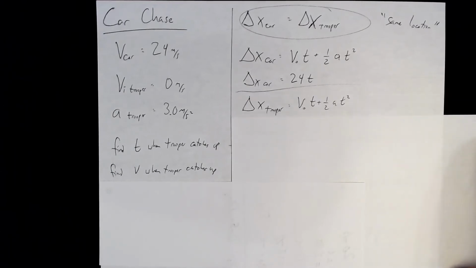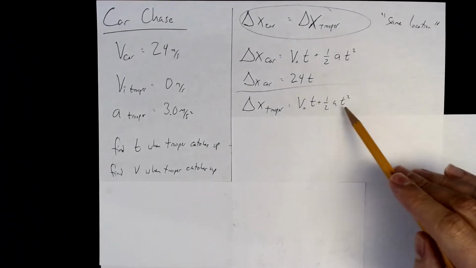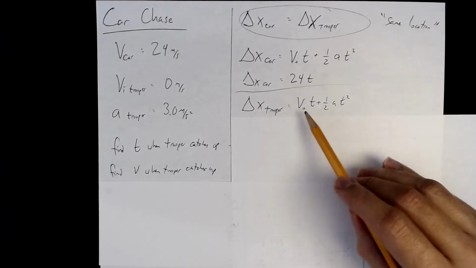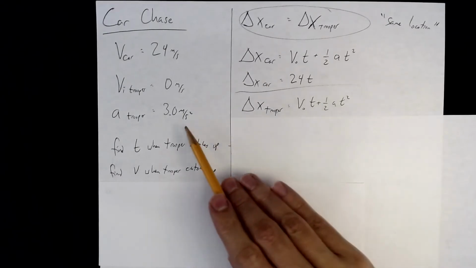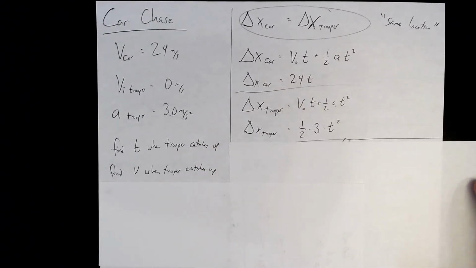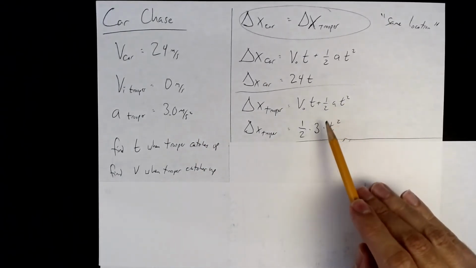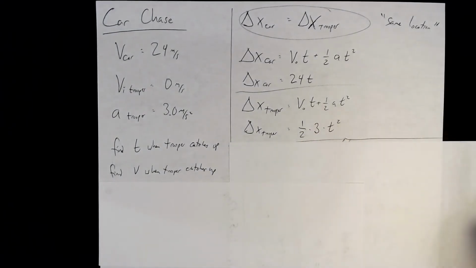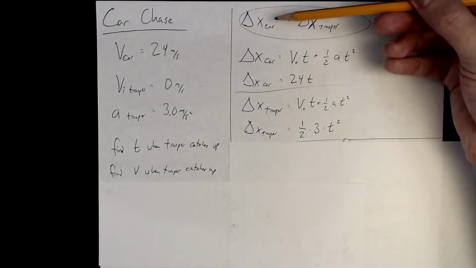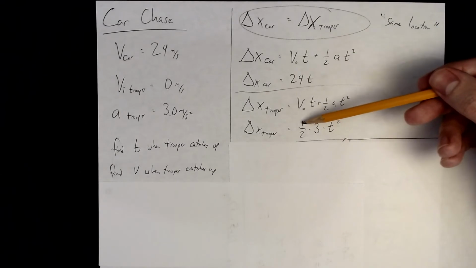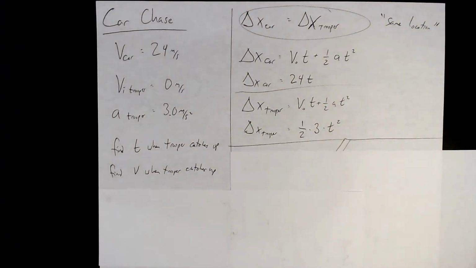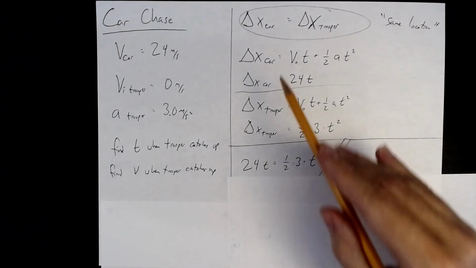Well, we can use that same equation, but just change our input variables. What was the initial velocity of the trooper? Yeah, 0. Acceleration, 3. So we plug that in, we get 1/2 times 3 times t squared. Delta x trooper. Then we can say, well, delta x car is 24t, plug that in there. Delta x trooper is 1/2 times 3 times t squared, we'll plug that in there. And we'll get that.